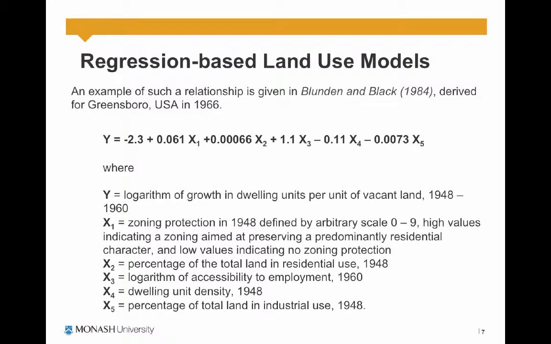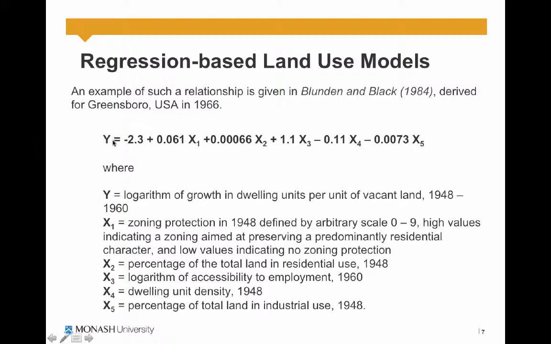Here's an example of a land use model given by a very classical study by Blunden and Black, derived from a real town in the United States back in 1966. This is just an example to show you what a regression-based land use model may look like.